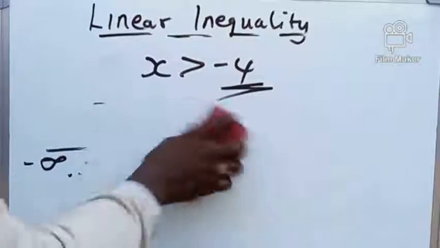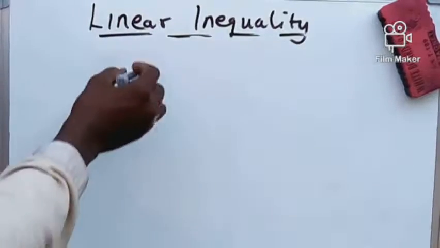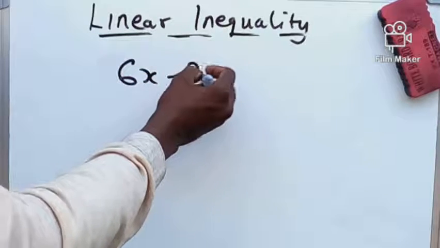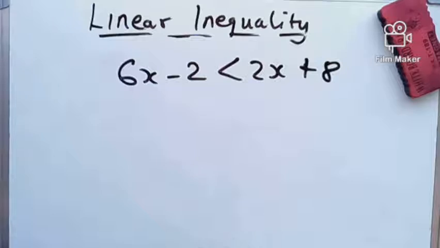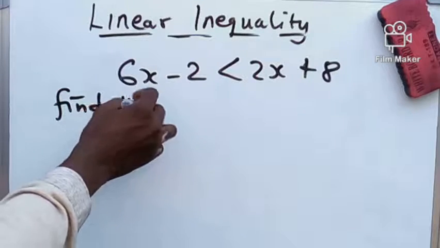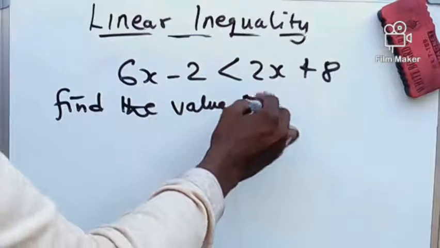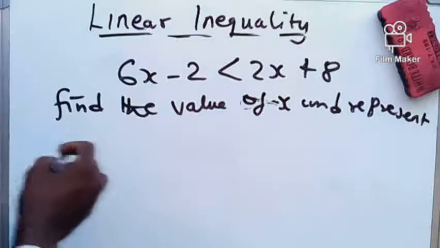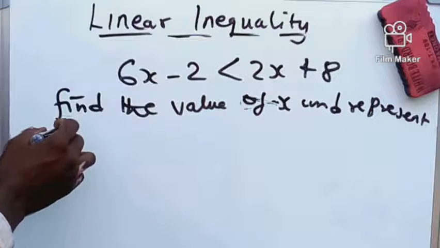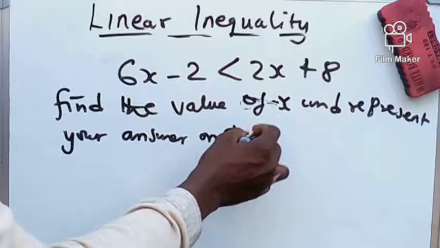So let's take another example. Let's say we have 6x minus 2 less than 2x plus 8. The problem says find the value of x and represent your answer on a number line.